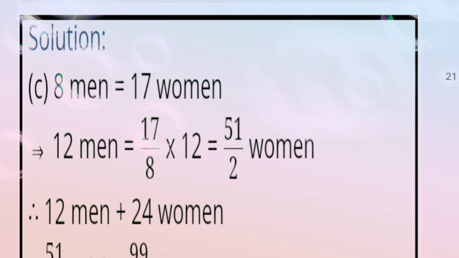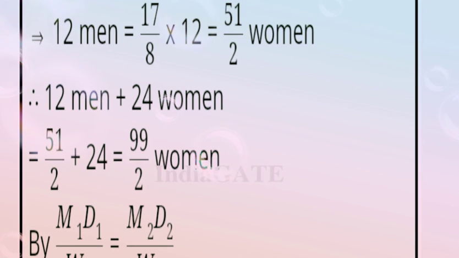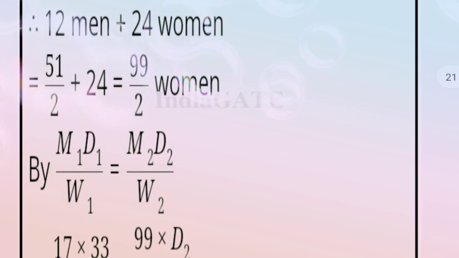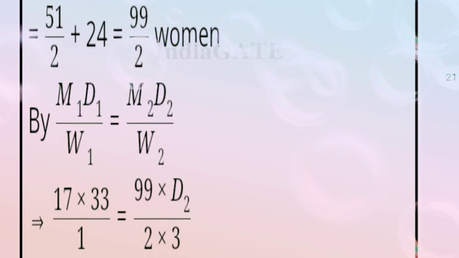8 men is equal to 12 women. Okay. So 12 men is equal to 12 by 8 into 12, which is equal to 18 women. Therefore, 12 men plus 24 women is equal to 42 women. So on the basis of this formula, M1 D1 upon W1 is equal to M2 D2 upon W2. After putting all these values, we get D2 equal to 34 days.